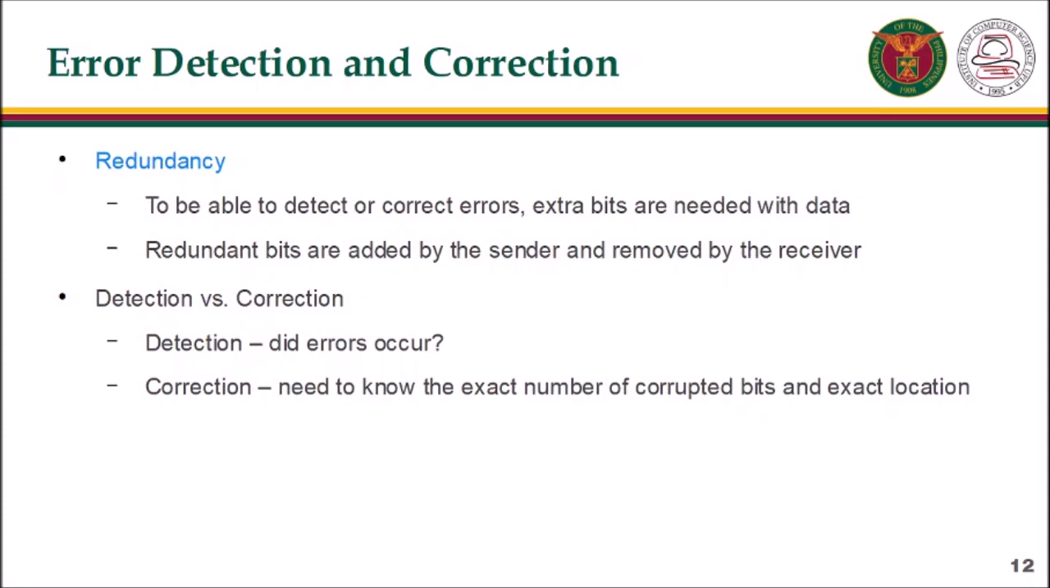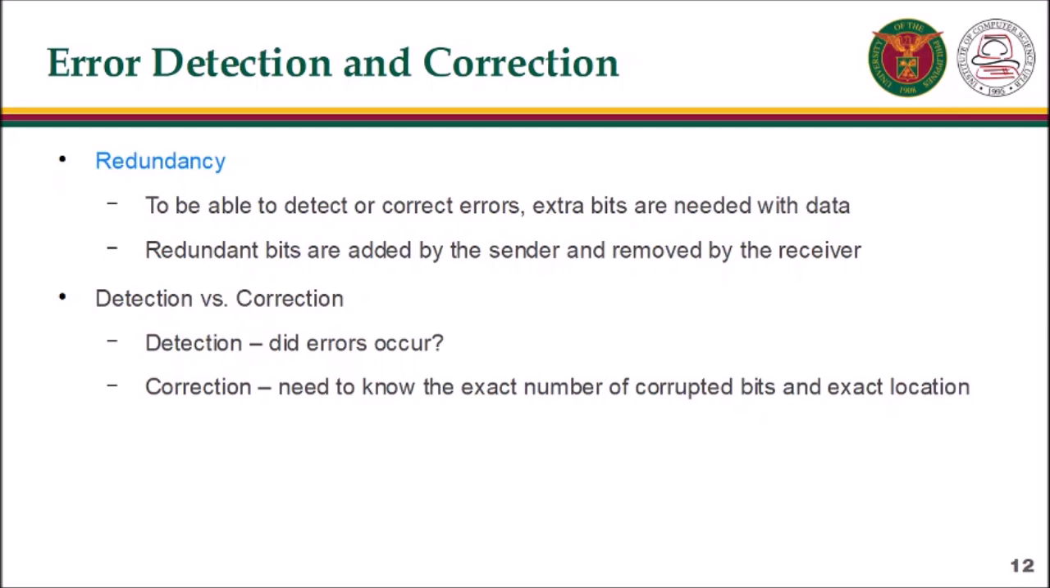The central concept in detecting or correcting errors is redundancy. To be able to detect or correct errors, we need to send some extra bits with our data. These redundant bits are added by the sender and removed by the receiver. Their presence allows the receiver to detect or correct corrupted bits. The correction of errors is more difficult than the detection.